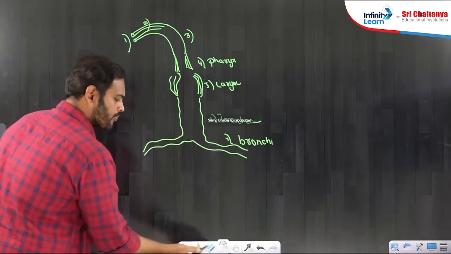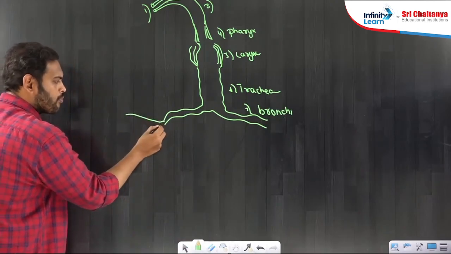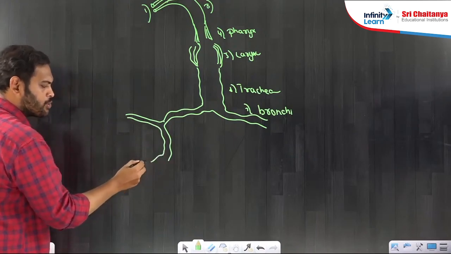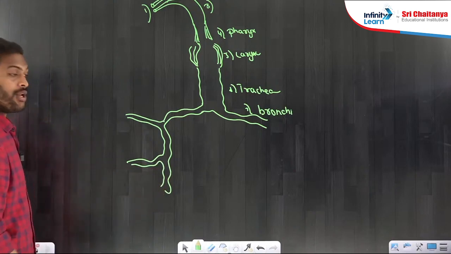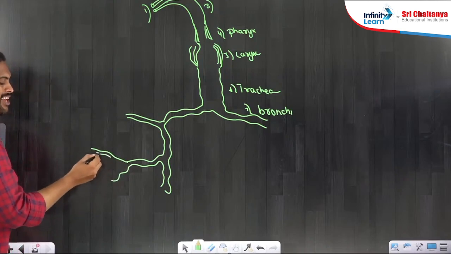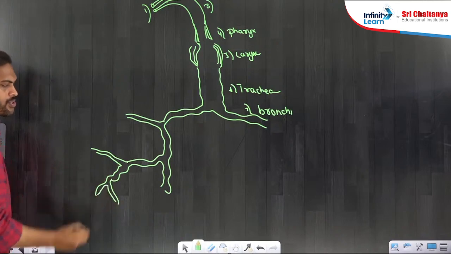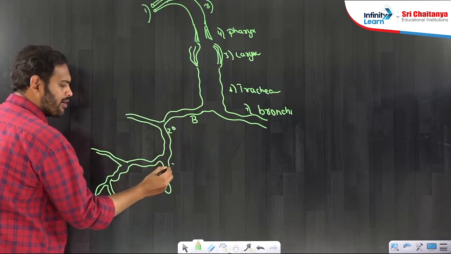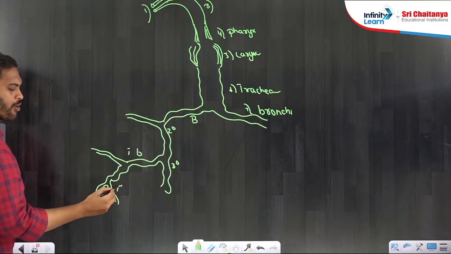Now further, these bronchi split into secondary bronchi, again into tertiary bronchi. Even tertiary bronchi split into bronchioles. These are initial bronchioles and these are final bronchioles. See, bronchi, secondary bronchi, tertiary bronchi, initial bronchioles and final bronchioles.